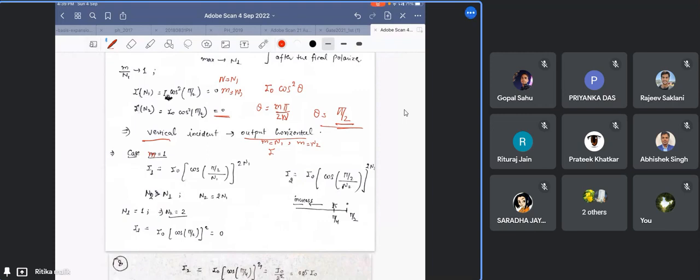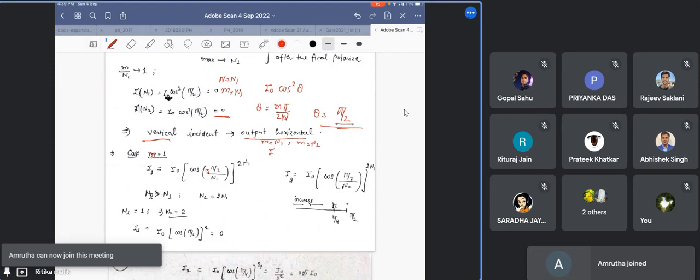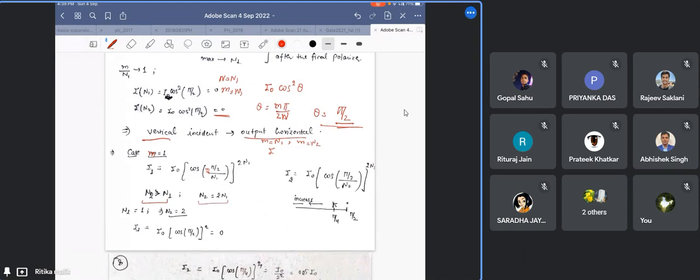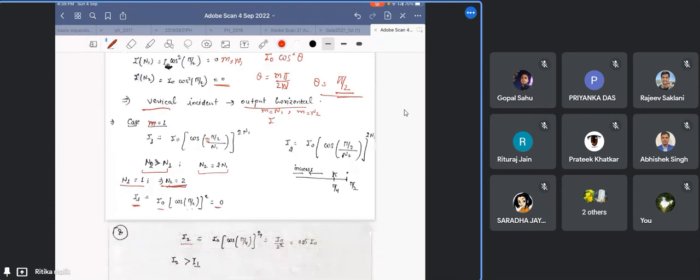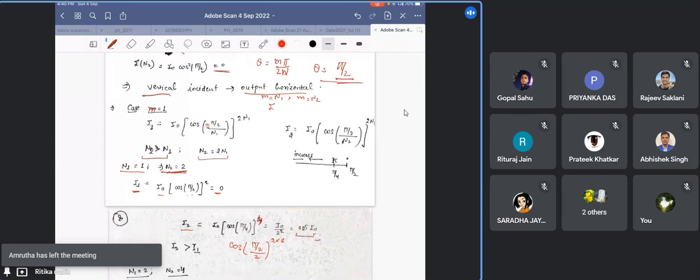Just fix m to 1, then our intensity will become I naught cos m pi by 2 n1. I have used m equals to 1 here, and the intensity is the multiplication of all these terms. Now we are given that n2 is greater than n1. So let us consider the case n2 is equal to 2 times n1. If I take n1 to be 1, then n2 is 2. So the intensity I1 will become I naught cos pi by 2, since n1 is 1. So I1 will become 0 in that case, and I2 will become cos pi by 2 by 2 squared, 2 multiplied by n2, which I have taken as 2, so it is 4. So intensity I2 will become I naught by 2 square, or 0.25 times I naught.